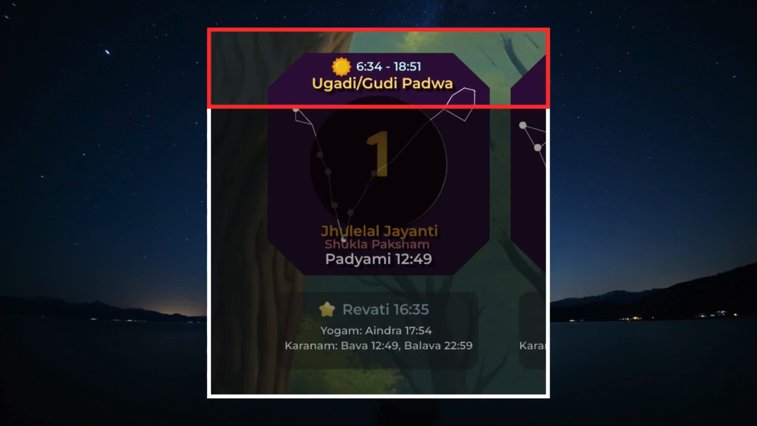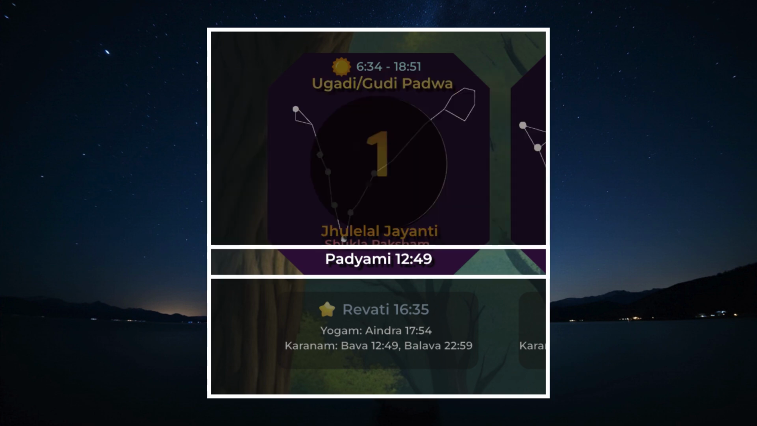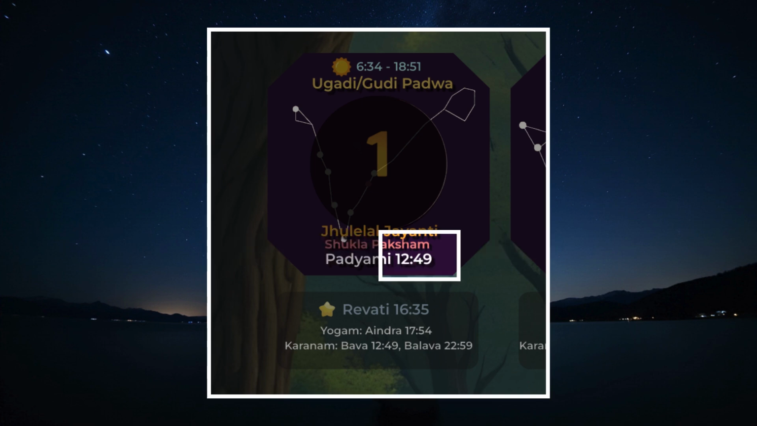At the top, indicated by a sun icon, you will find the sunrise and sunset times for the day, based on the specified geographic location. Below, the phase of the moon is displayed, followed by the tithi along with its ending time. On the first tithi of every paksa, the paksa name, Shukla paksa or Krishna paksa, is mentioned. The time mentioned represents the exact duration until which the tithi remains valid.